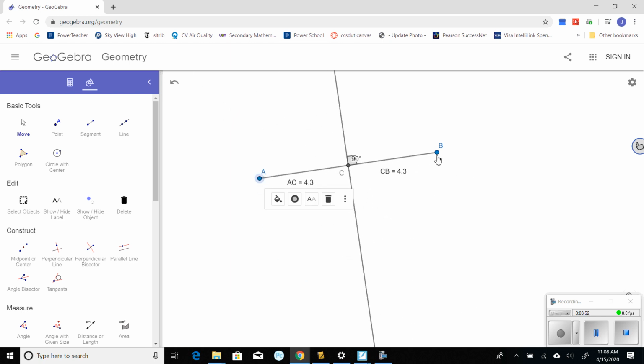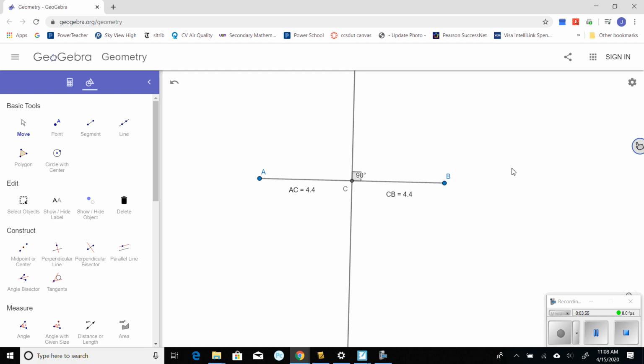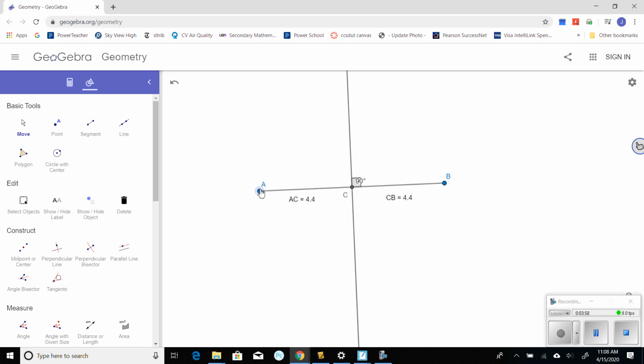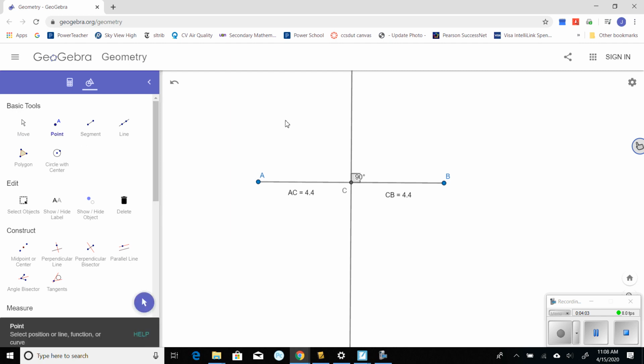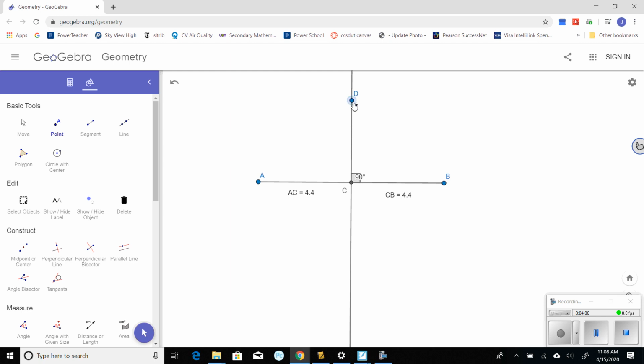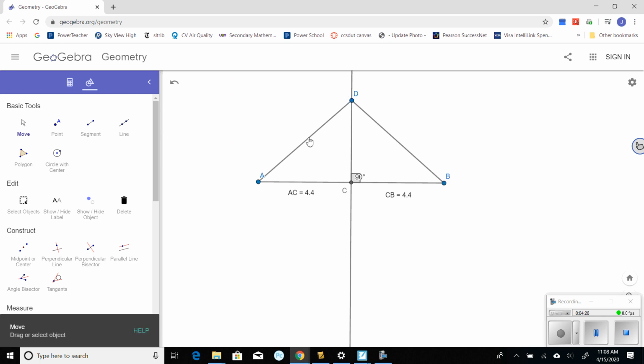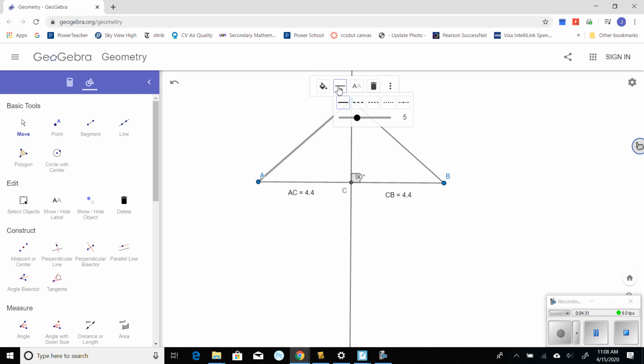Okay, what we're going to do in this unit is just discover some relationships between some properties of perpendicular bisectors. And this is really the one property you have to know. If I take a point and put it anywhere along the perpendicular bisector, so I'm just going to put it on there, and then I measure the distance from D to A and D to B, it should be equal. So to do that, I'm going to make a segment from D to A, and then D to B. And then I'm going to click on that segment and make it just a dashed line.